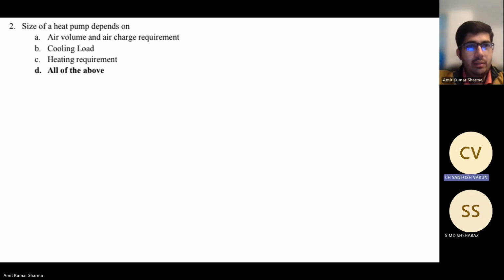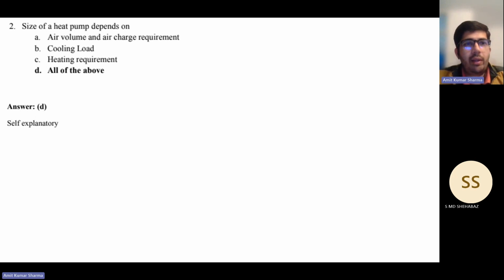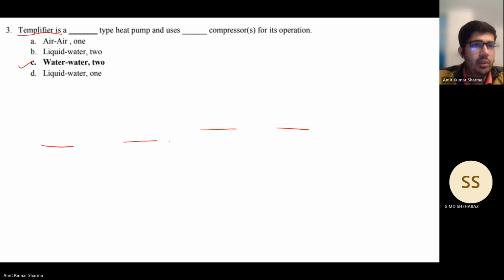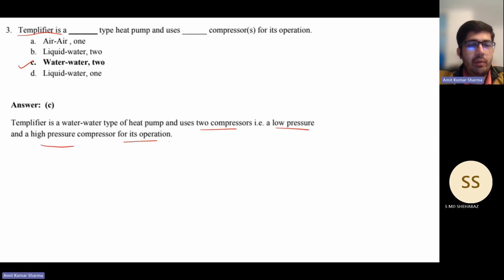So size of the heat pump depends on air volume and air charge requirement, cooling load, and heating requirement. The correct answer is that it is a water type of heat pump and uses two compressors, a low pressure and a high pressure compressor, for its operation.